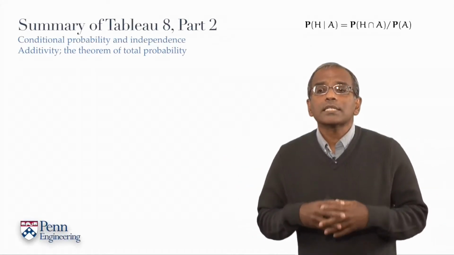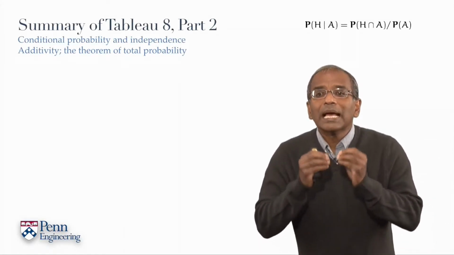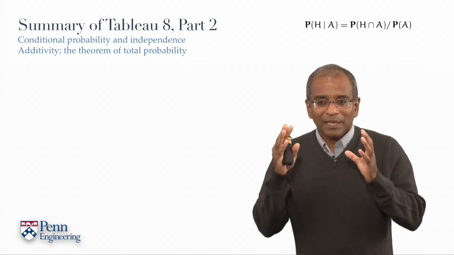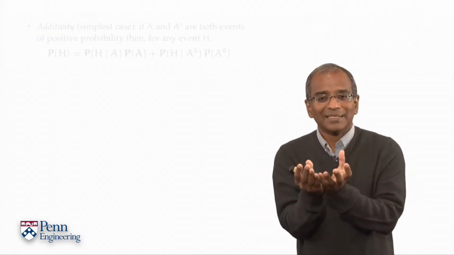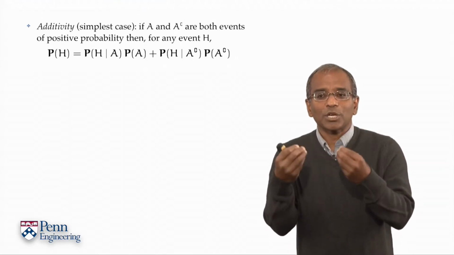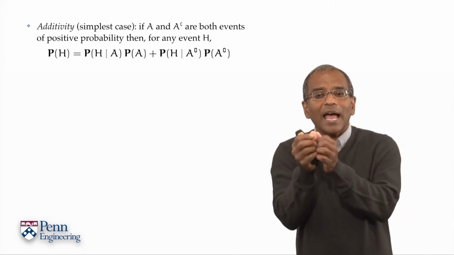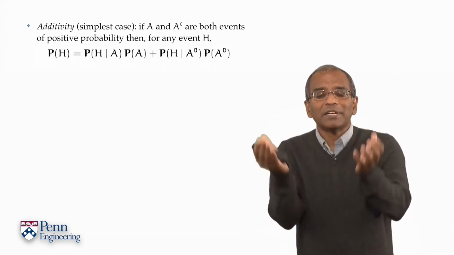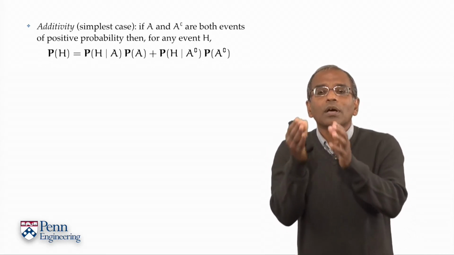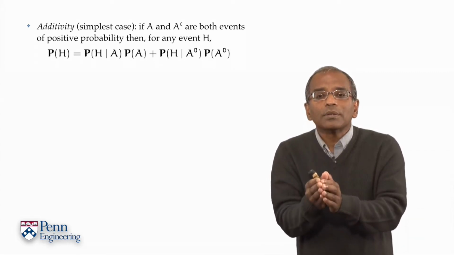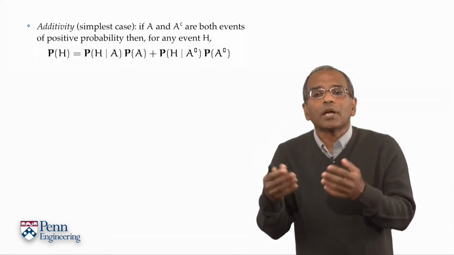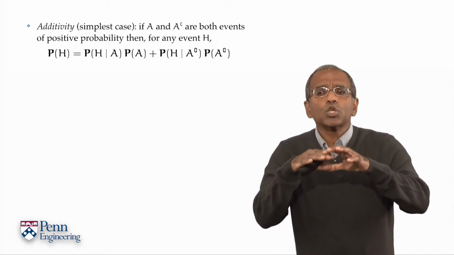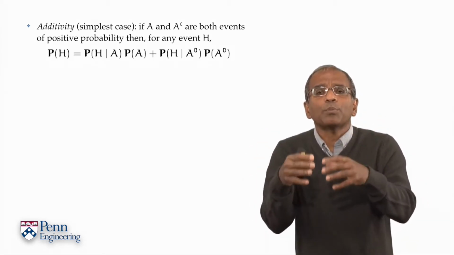To summarize Tableau 8, Part 2, Additivity and the Theorem of Total Probability. In the simplest setting, additivity in conditional probability manifests itself as a chain, and you can break up a target event H based upon a partition based on side information, either in event A or its complement. This turns out to be an extraordinarily profitable way of thinking about breaking up a problem.